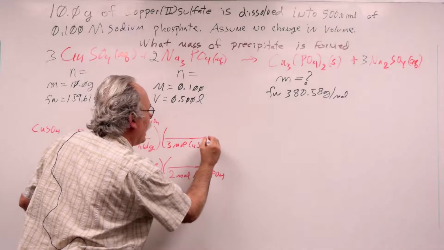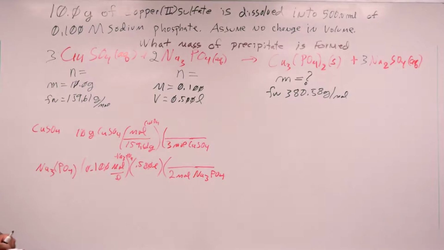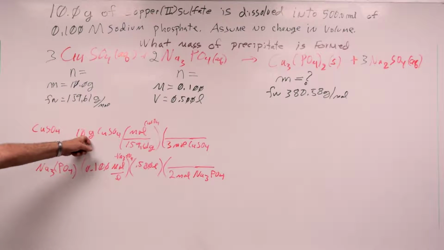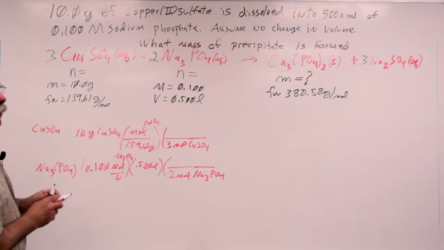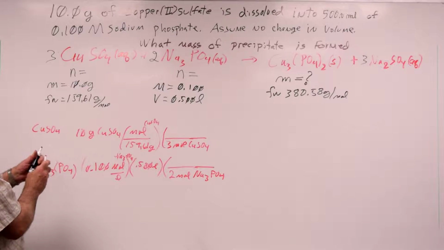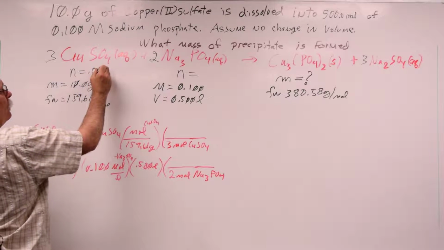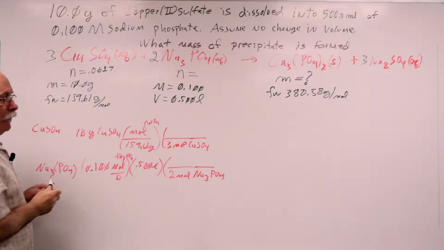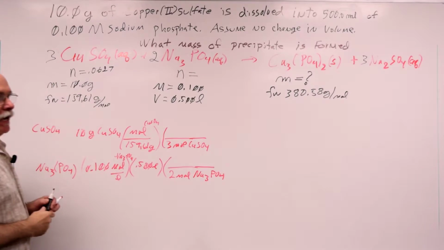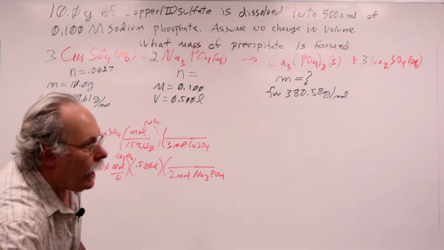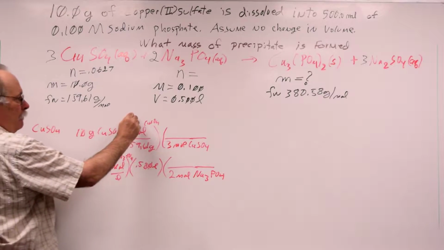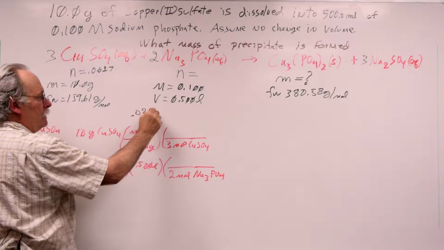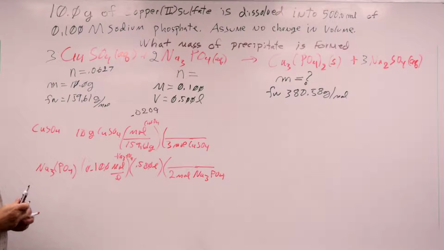Now, at this step, I can calculate the limiting reagent. So if I take 10, divide by 159.6, I get 0.0627 moles. So the moles of this is 0.0627 moles. And if I divide by 3, I get 0.0209. So at this point, the number is 0.0209. Whatever number is the smallest is the limiting reagent.